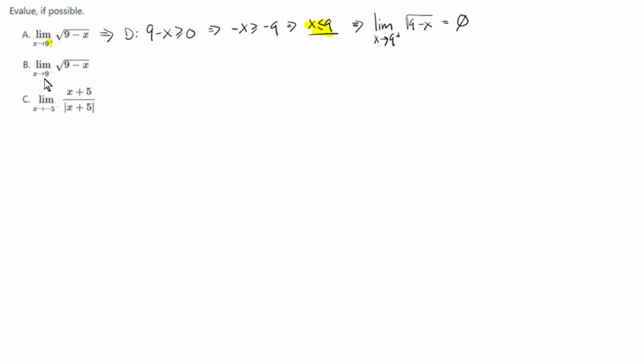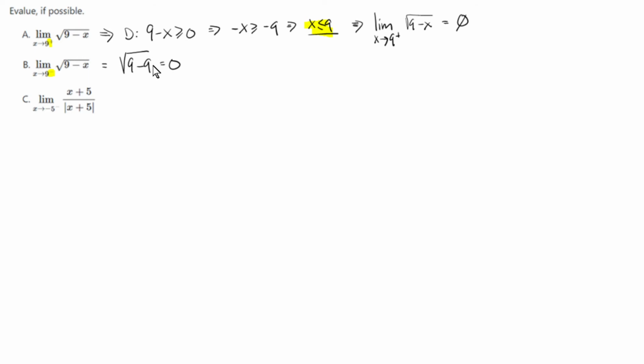In B, we have the same scenario, but this time we're approaching 9 from below, from the left. So that is possible. x will be less than 9, which is within the domain. So here we can just substitute in the 9. We get square root of 9 minus 9, which equals 0.